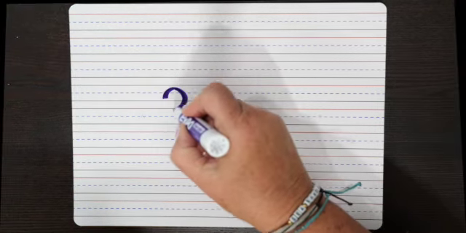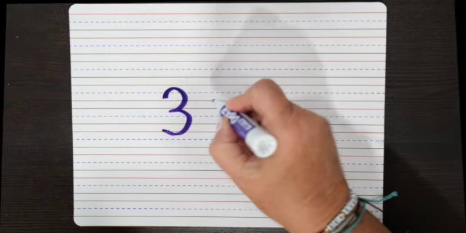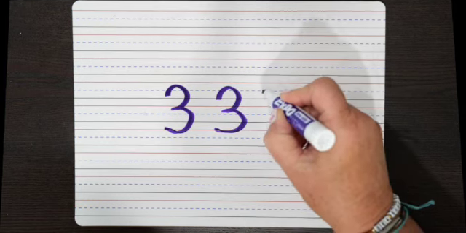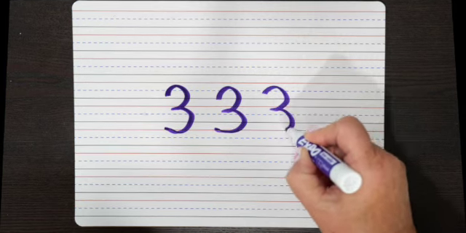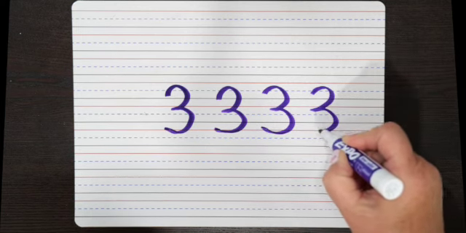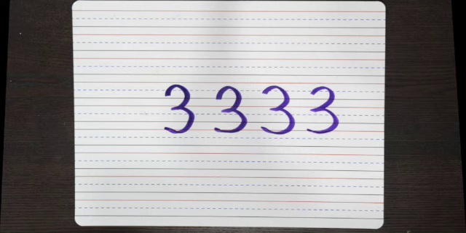The number 3 is bump across. Try it. Bump across, your turn. The number 3 is bump across, good job. That's how you make a 3.